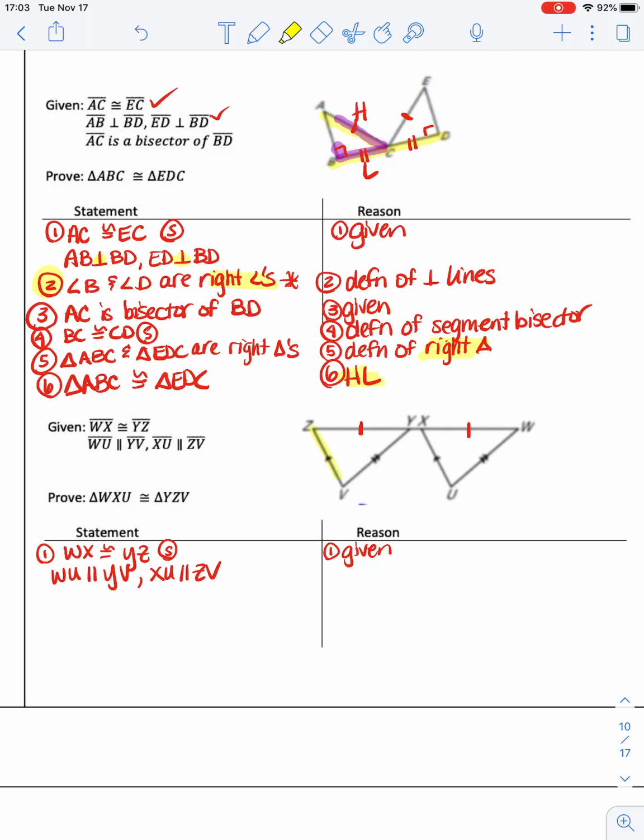Now, the reason that you're always given parallel lines is because you're going to need angles. So I've got ZV is parallel to XU. There's my transversal. So I'm going to look at these separately. This is what I know because of the yellow. If I look at that, I see that angle Z is congruent to angle X. This is the only thing there. Angle Z is congruent to angle X.